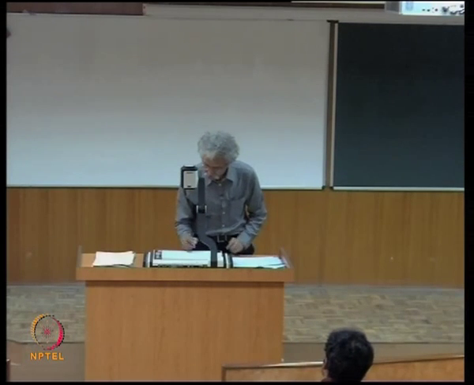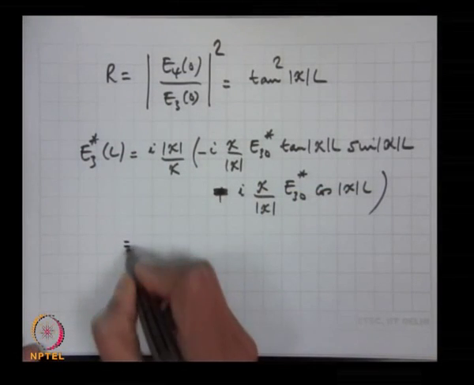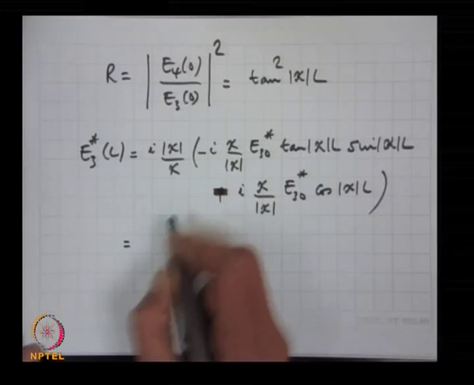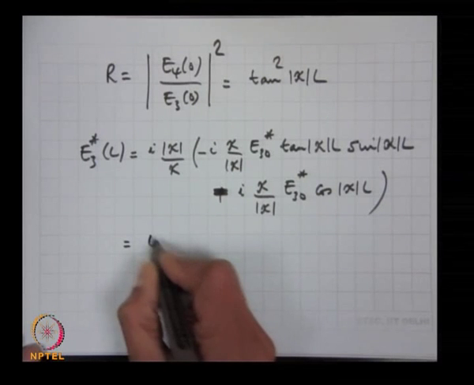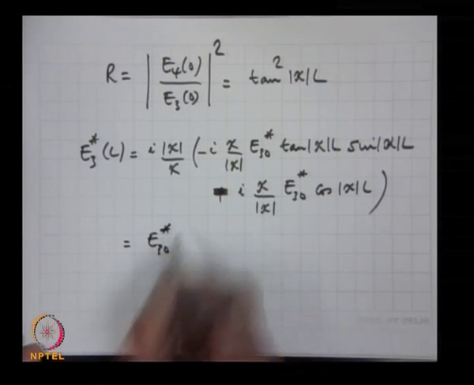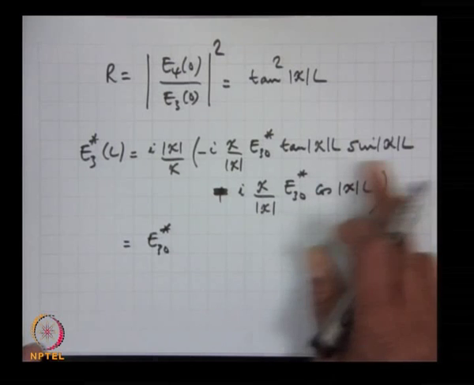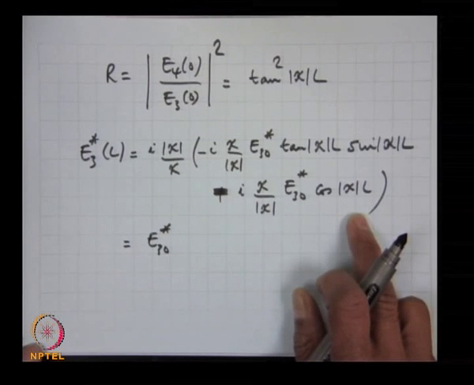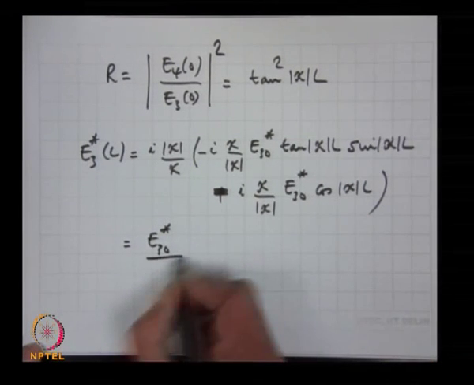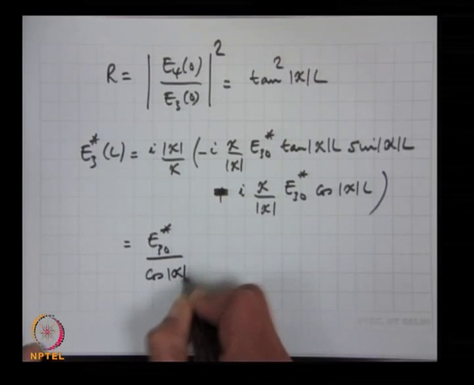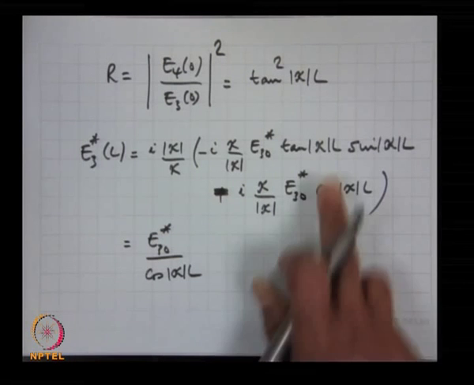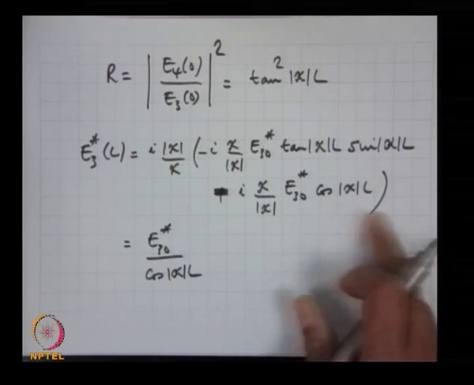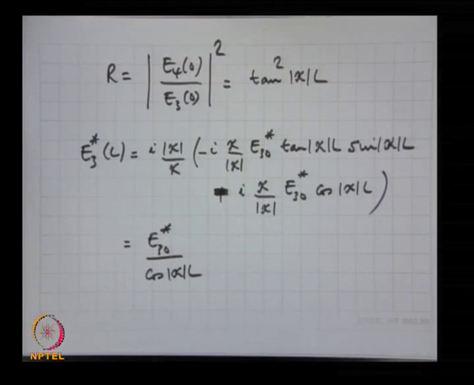So let me simplify this. So this mod kappa by kappa cancels off. With the minus i coming out, that becomes plus 1. So E3 0 star tan kappa L sin kappa L plus cos kappa L is one by cos mod kappa L. Because you have tan is sine by cos, so sine square plus cos square by cos kappa L, and that is simply E3 0 star by cos mod kappa L.